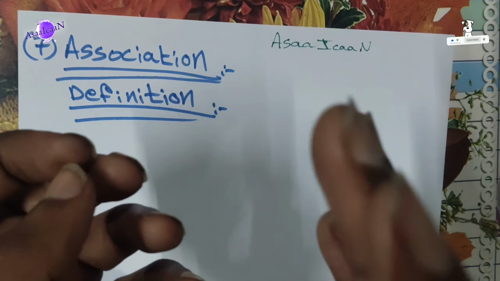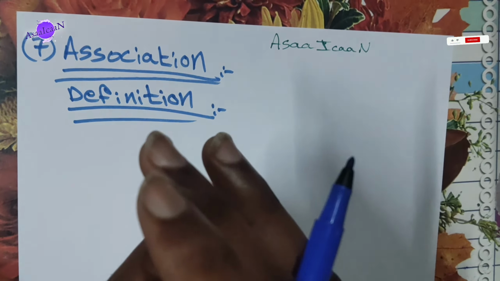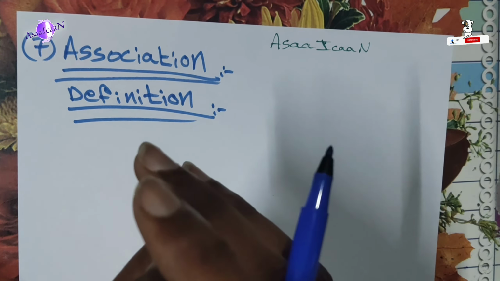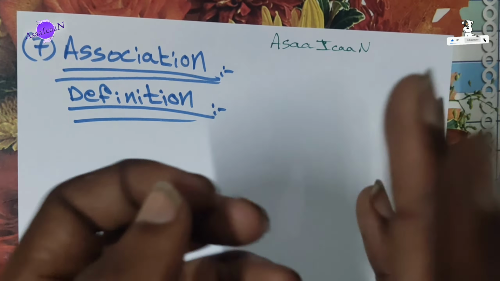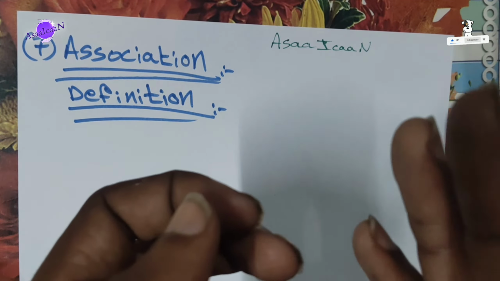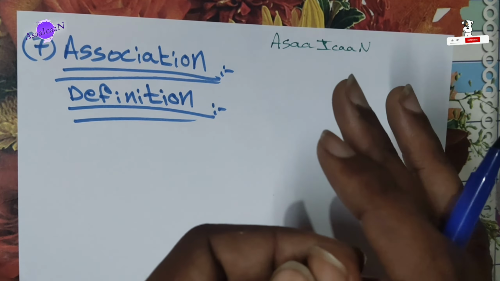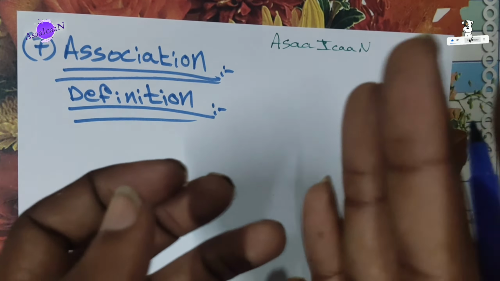Listen carefully. A student can learn from a teacher, and a teacher can teach students. This connection between student and teacher is called association. Does everyone understand it? I think everyone understands it.